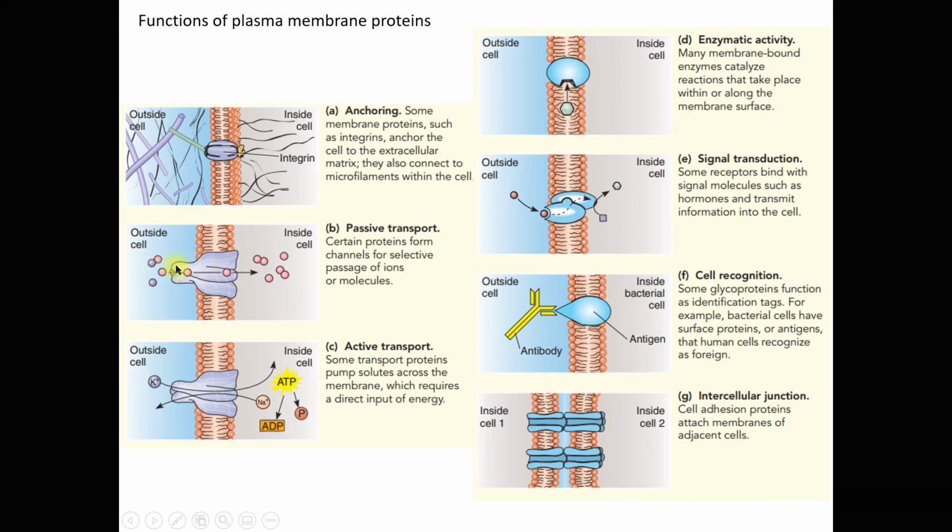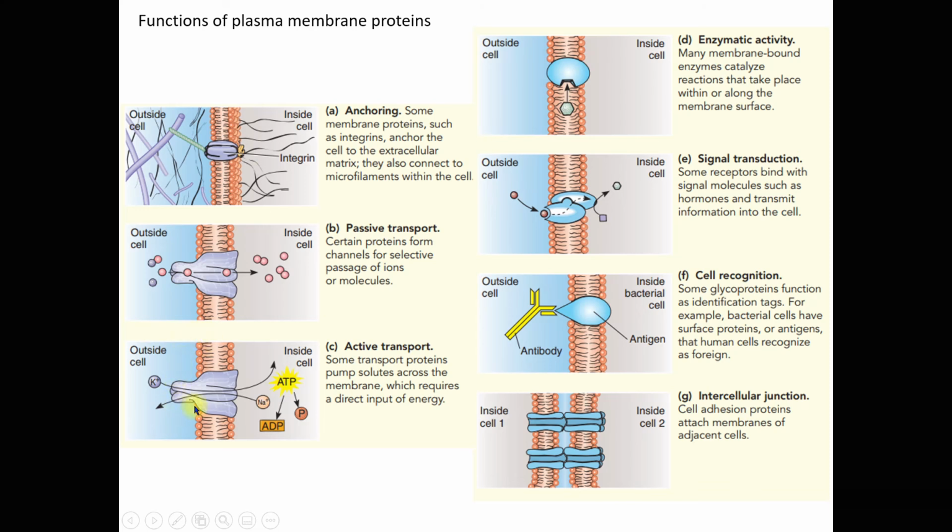Now, for passive transport, certain integral proteins form channels. Dia ada lubang kosong di sini. So, these channels allow selective passage of ions or molecules. Okay, it's passive transport. Some examples like water as well as sodium and potassium.